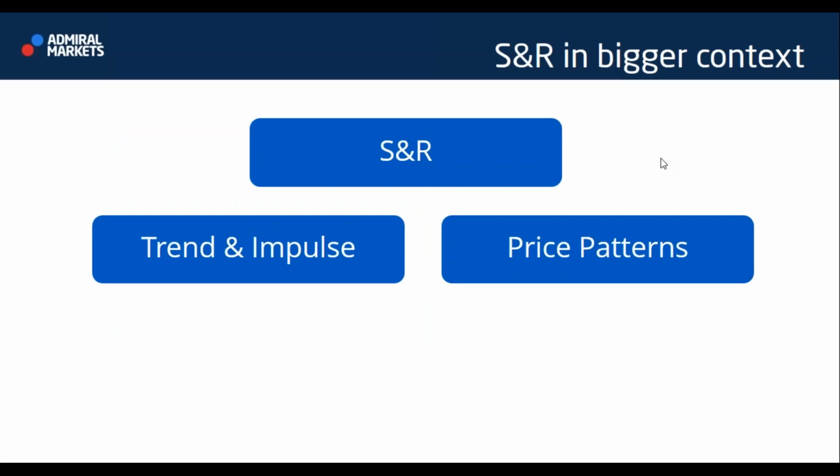So as I was referring to at the beginning, support and resistance is part of a triangle that I consider to be market structure. When I talk about market structure, I really talk about three things, right? Support and resistance, trend and impulse, and price patterns. When analyzing these three things, I understand what the market structure is and how I'm able to trade it. That's a bit more complex analysis than just looking for pin bars at a pivot point.